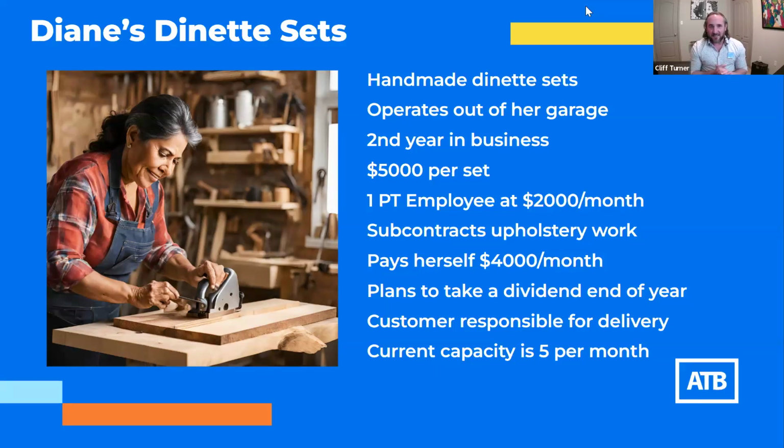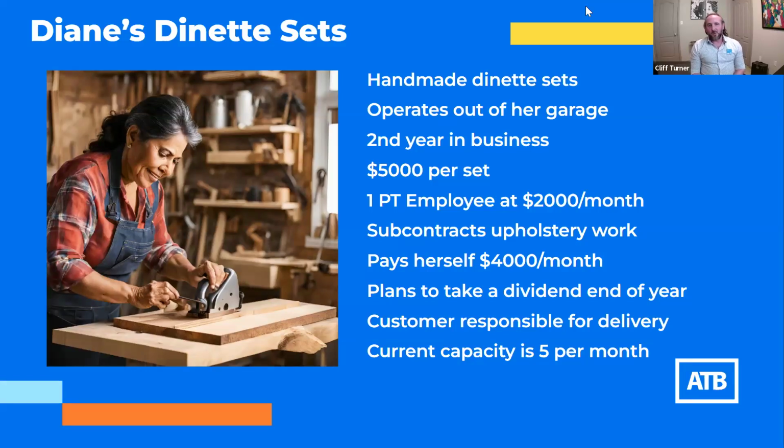She has Diane's dinette sets, and she works out of her garage. And what she does is she builds very high quality handcrafted dinette sets. So she'll build a table and a set of chairs. She's been doing this for 2 years, so she's got some traction underneath her. She has her systems in place, and she's probably looking to grow. She typically sells her sets for around that 5,000 range. So we're just going to say every set's 5,000, even though in reality, I'm sure something like that would fluctuate. But easy math is more important right now. So 5,000 a set is what she's selling for.